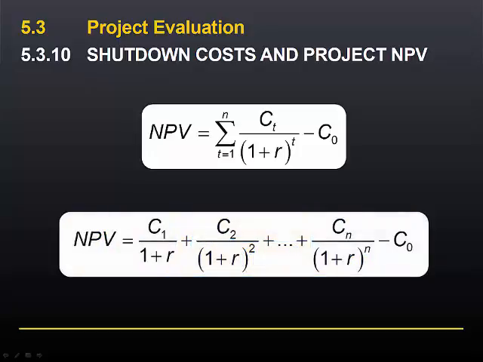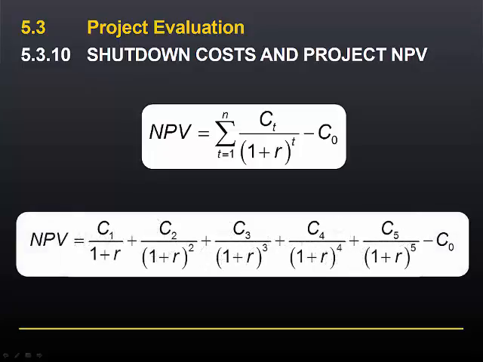We can expand that out. This version of the formula shows us calculating the present value of all cash flows from C1 to Cn. In the case of Project Alpha, the cash flows take place over the next 5 years. So this is the specific formula for the net present value of a 5-year project.